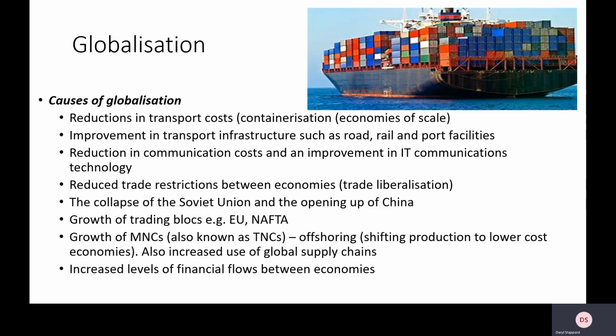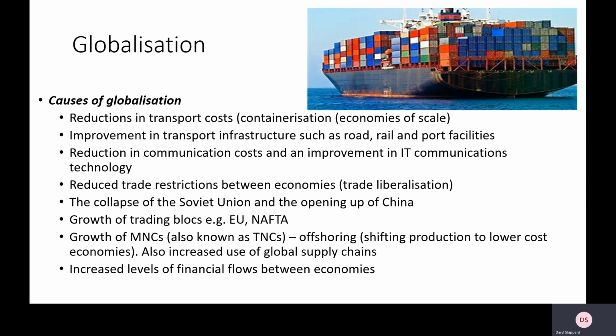And that promotes globalization between those countries. You then tend to find that trading blocs will then work together to promote trade between trading blocs. So you might, for example, have deals between the EU and NAFTA, which promotes more trade and more globalization between North America and Europe. We've also got the growth of multinational corporations.